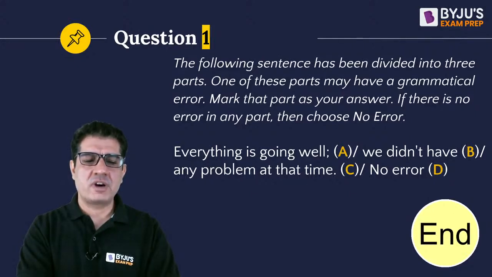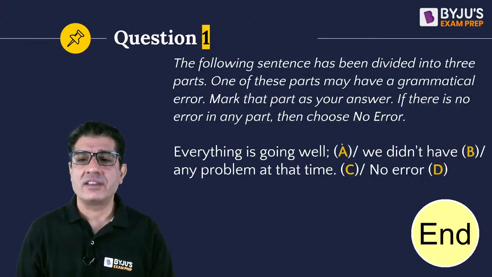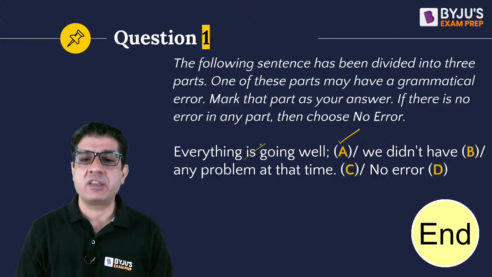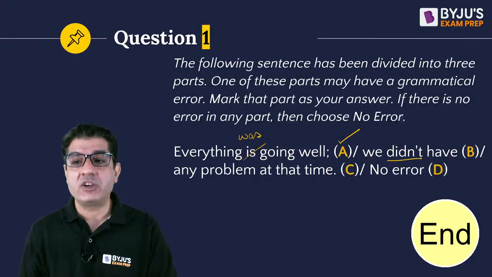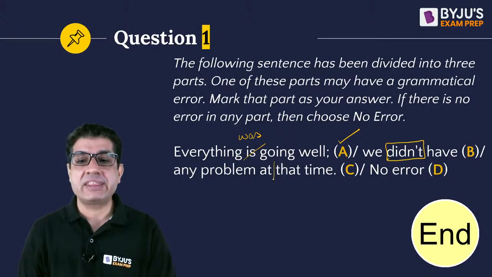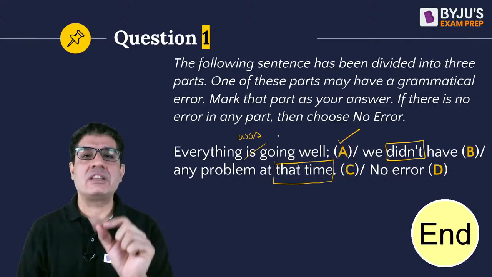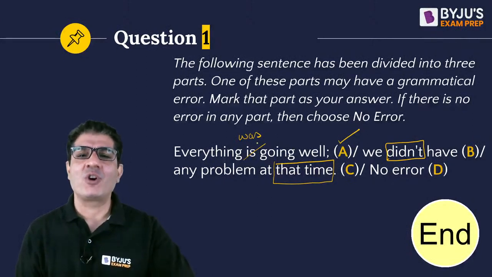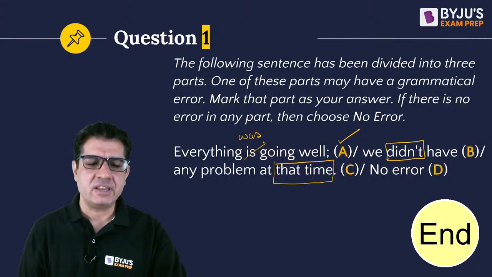Okay, so the time is over and let's dive in. The correct answer here is option A. It should be everything was going well. You notice the rest of the sentence: we did not have any problem at that time. So we are very clearly talking about the past, and therefore in part A, we should not have used a verb from the present, it should be a verb from the past. So everything was going very well.